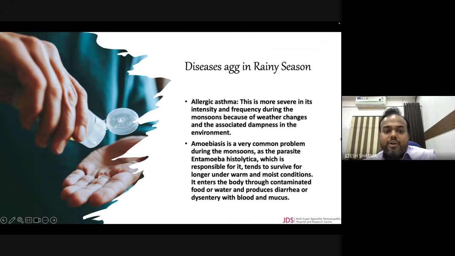And along with this, due to the dampness, complaints also get aggravated. The most common problem in rainy season is amoebiasis. During monsoon, the parasite Entamoeba histolytica, which is responsible, tends to survive for long under warm and moist conditions. It enters the body through food or water and produces dysentery, diarrhea, blood, and mucus.